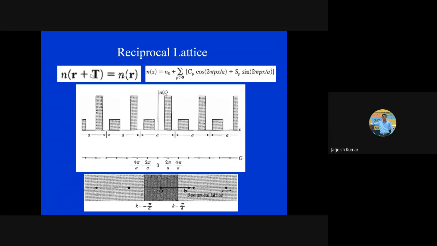For the one-dimensional case, this T is going to be quite simple: 1a, 2a, 3a, it is n times a. The translation vector will be n times a, because if you have a lattice point at this point, then you will have a lattice point here after a distance a, then after a distance 2a and 3a, and so on. So in one dimension, it is fairly simple.